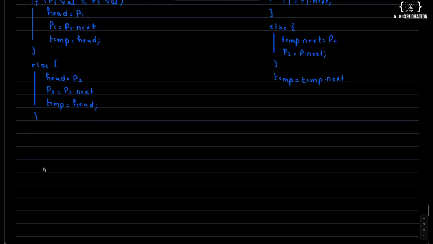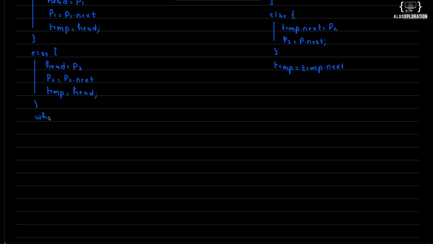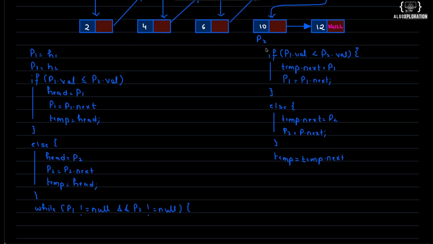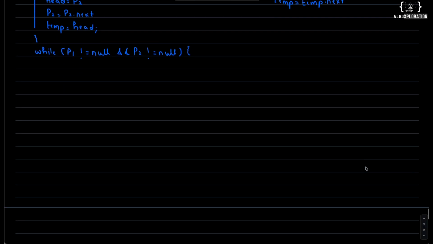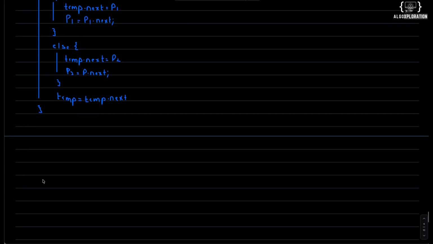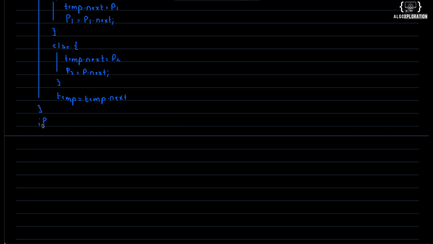Now here comes the while loop. While P1 is not equals to null and P2 is not equals to null, if this is the case, then we need to follow this procedure. Now among this P1 and P2, if any of them is found out to be null, then I need to terminate this while loop and I just need to check among these which is not null.